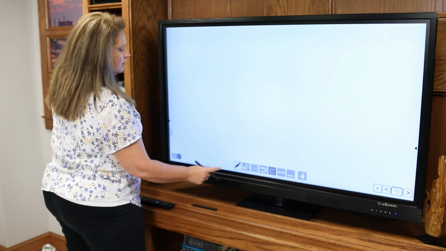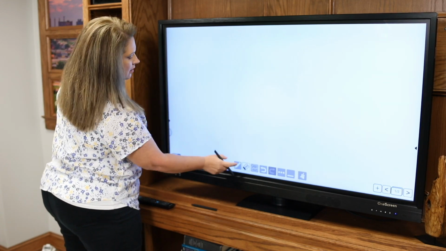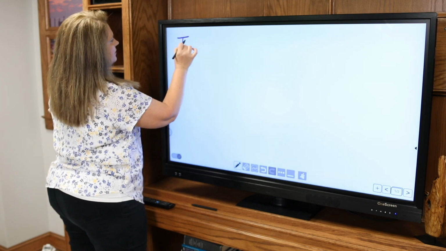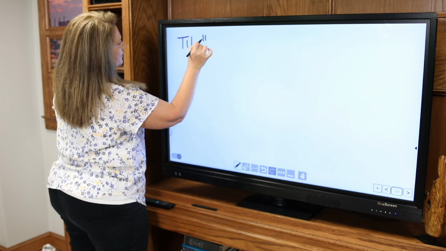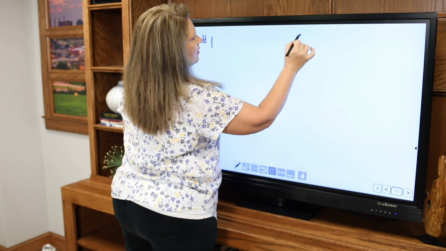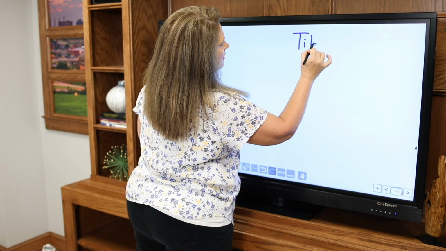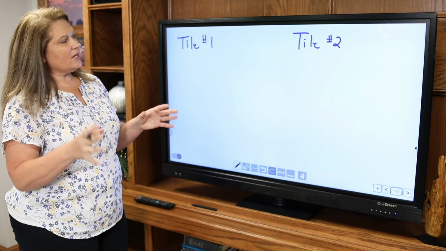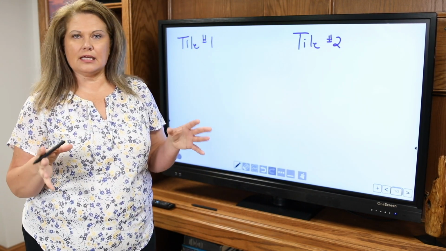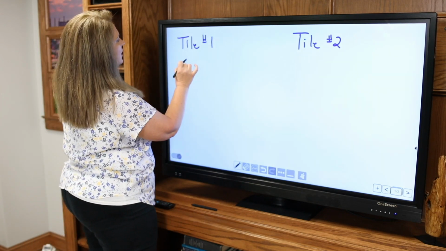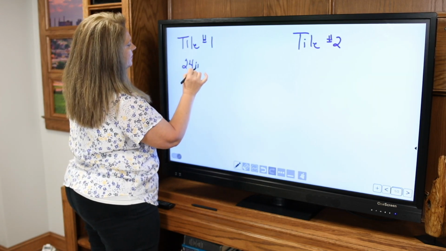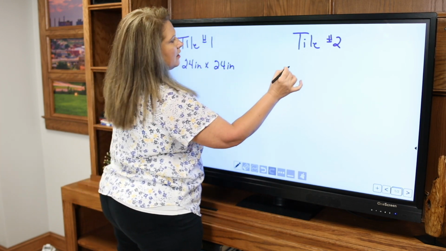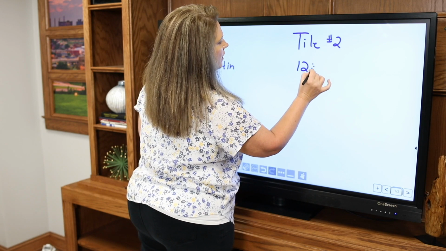So we have tile number 1, and then we're comparing tile number 2. Some things about tile number 1 that you need to keep in mind. We have 24 inches by 24 inches compared to 12 inches by 24.